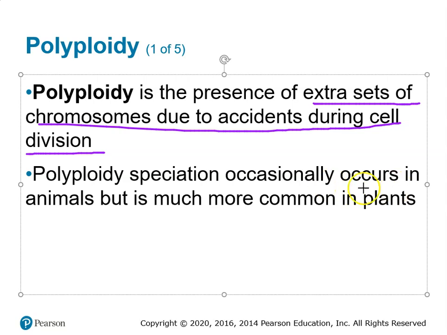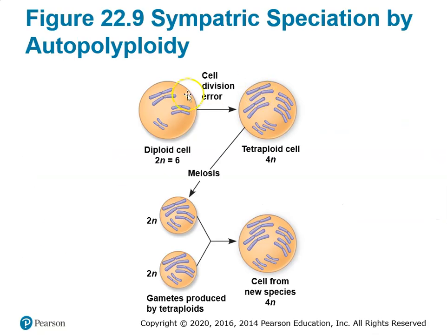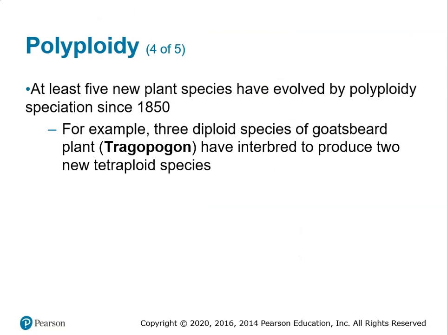Polyploidy speciation occasionally occurs in animals, but it's much more common in plants. Strawberries are octoploids, right? And so what happens is a diploid cell division error, now you have a tetraploid cell, meiosis, now you have 2N and 2N, so you have possibly a new species happening, okay? At least 5 new plant species have evolved by polyploidy speciation since 1850.